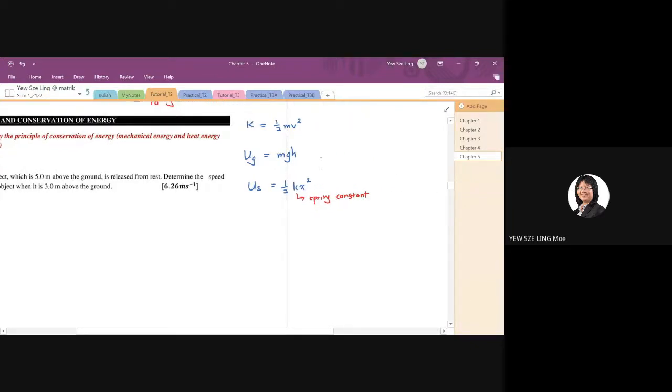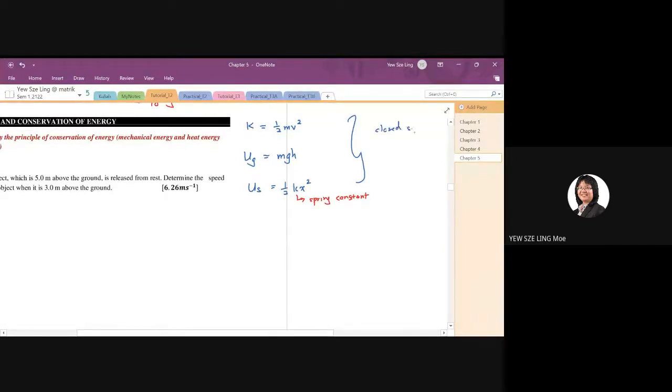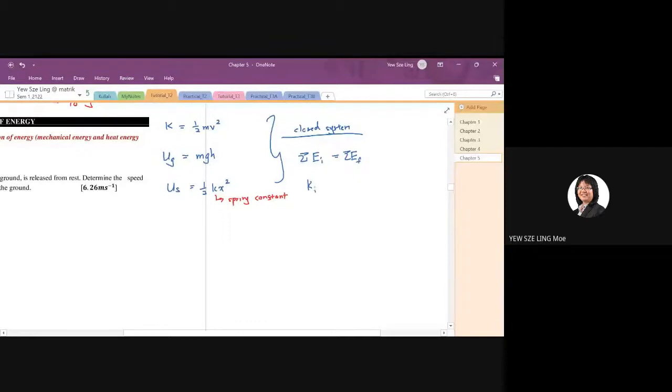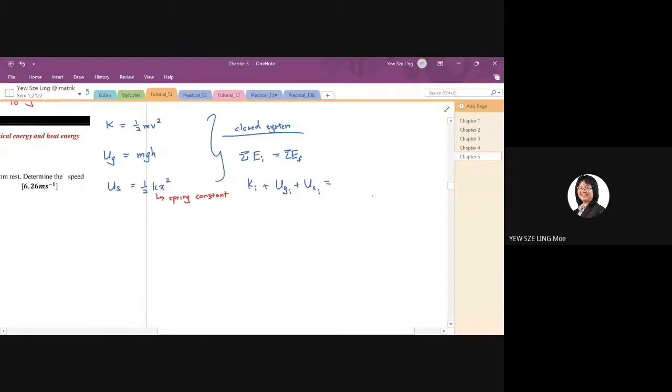So these three energies are always conserved, and they are all called mechanical energy. In ideal situations, or in a closed system, the total initial mechanical energy is always equal to the total final mechanical energy. It is up to you how you want to use them, but it doesn't matter how many types of energy you have in the system, the total before and the total after must be the same. So K initial plus UG initial plus US initial is always equal to the total K final plus UG final plus US final, in a closed system.